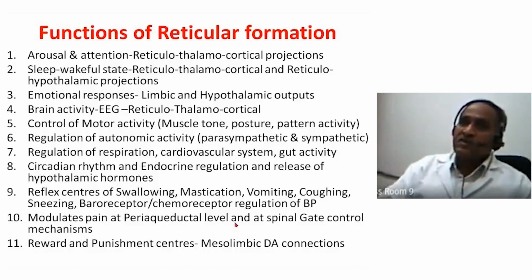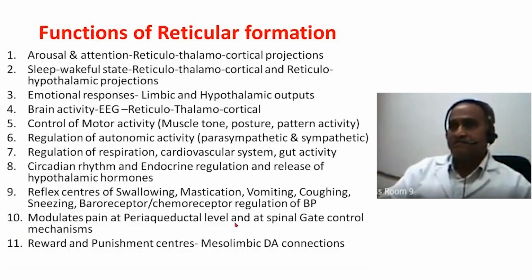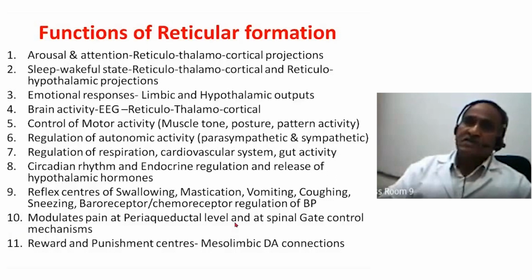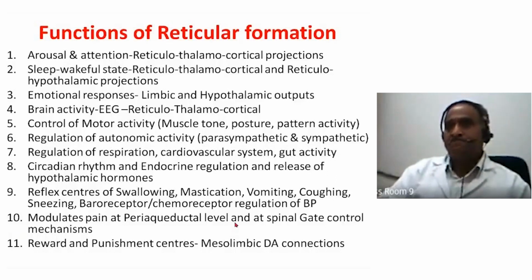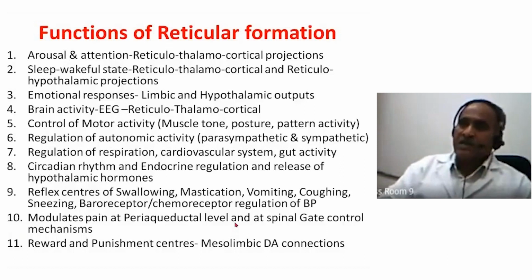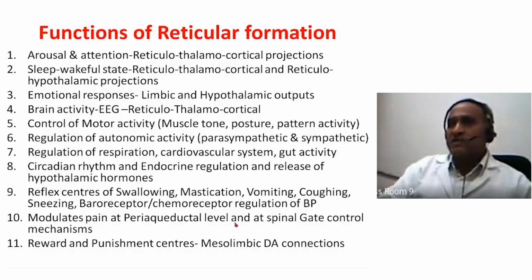Number 5, reticular system, through its descending outputs to the gamma motor neurons, modulates the muscle tone, the posture, and pattern activity. Thus, the reticular system governs or controls the motor activity. Number 6, it regulates the autonomic activity, especially parasympathetic and sympathetic.